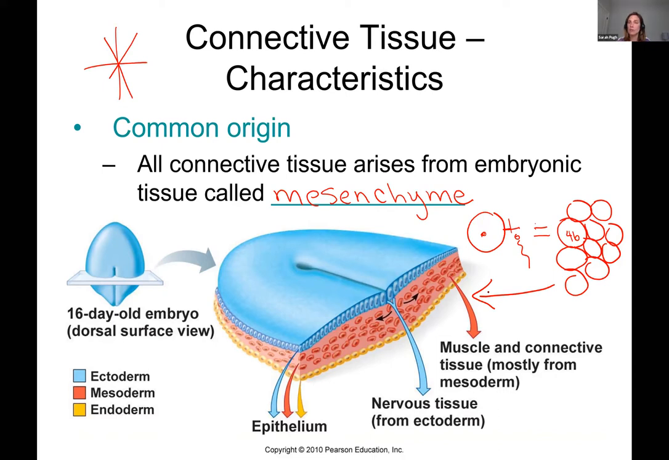In blue is the ectoderm. And we know that these layers of cells in the ectoderm are going to give rise to things like nervous tissue. We know in yellow, that's the endoderm. That's going to give rise to things like epithelial tissue. And then in red, in the middle, that's our mesoderm. And that is going to give rise to all of our connective tissues. And so that's why we call that the mesenchyme. We say all connective tissue comes from that middle layer called the mesenchyme. Okay? So that's why blood is also a connective tissue. It's coming from the mesenchyme, middle layer.